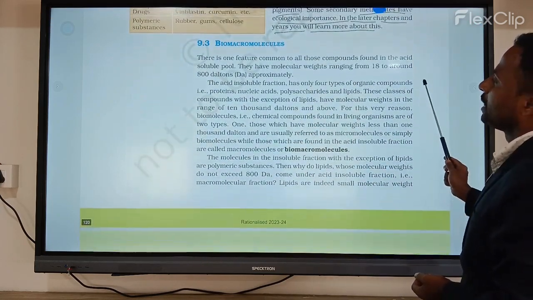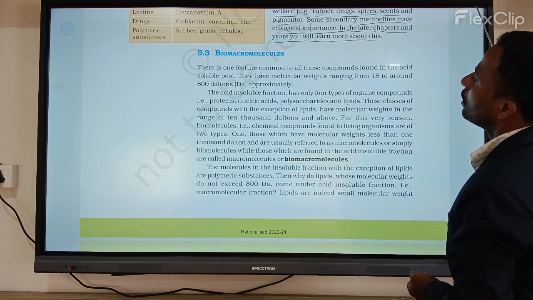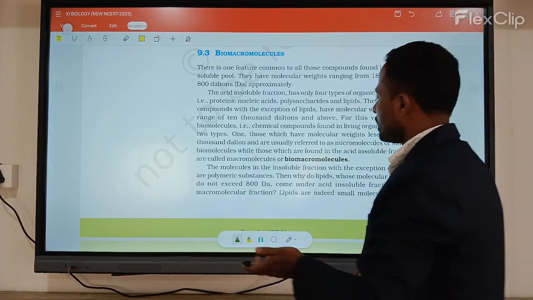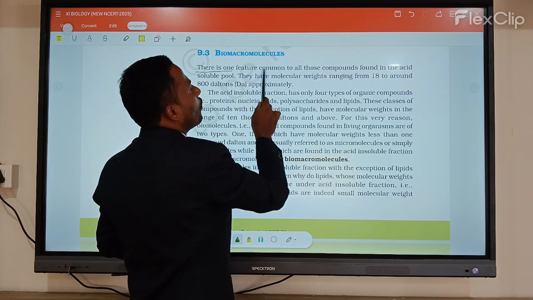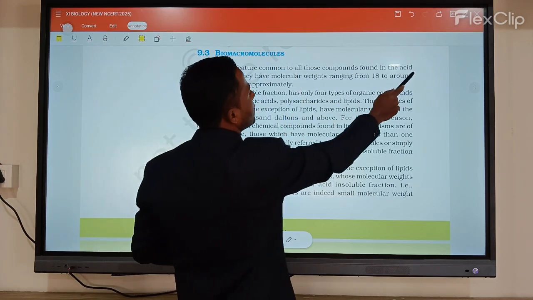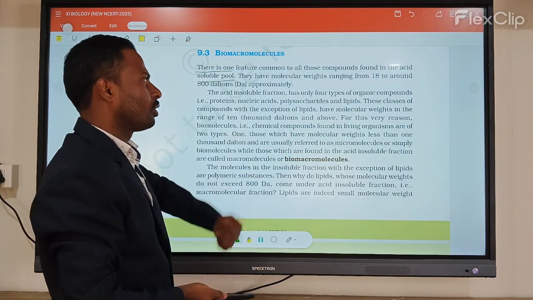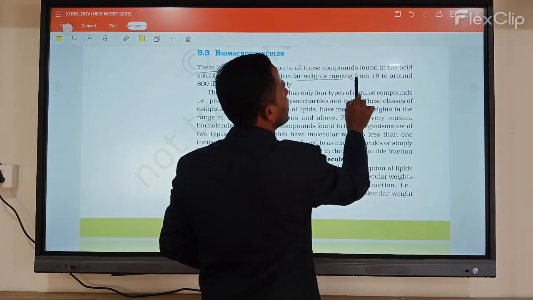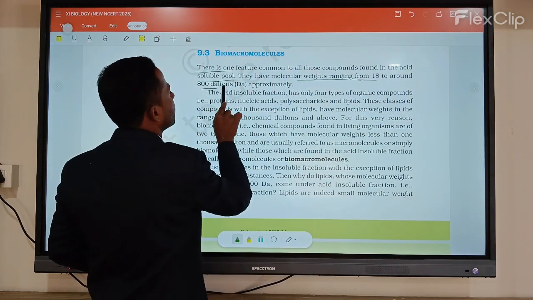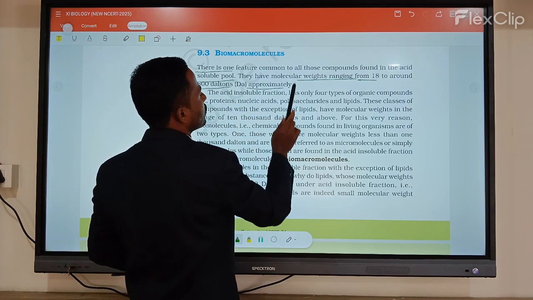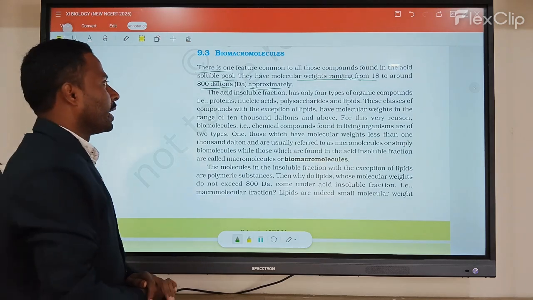Next, we discuss biomacromolecules. There is one feature common to all components found in the acid soluble pool. They have one common function for inorganic and organic compounds. Their molecular weight ranges from approximately 18 daltons to around 800 daltons.